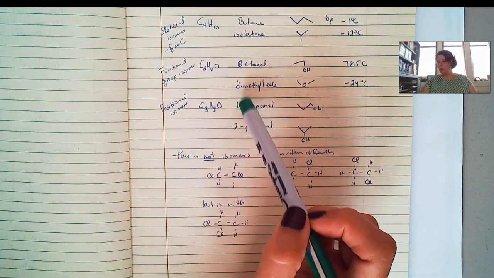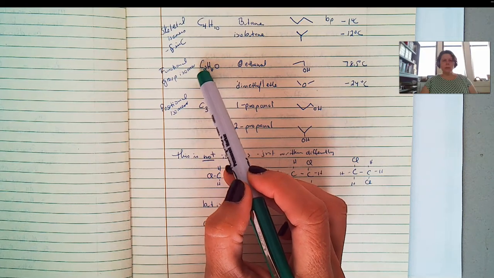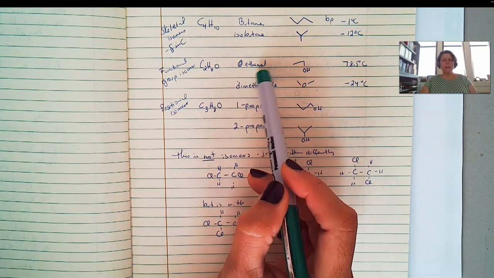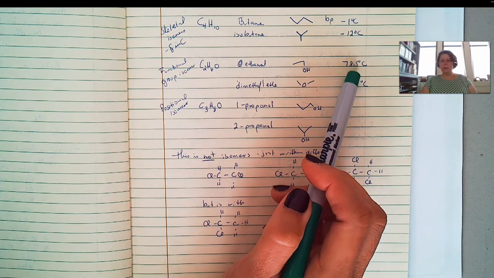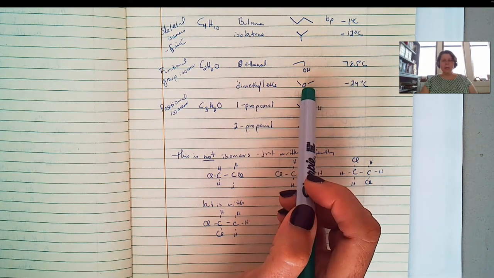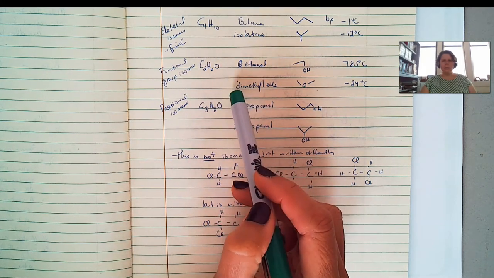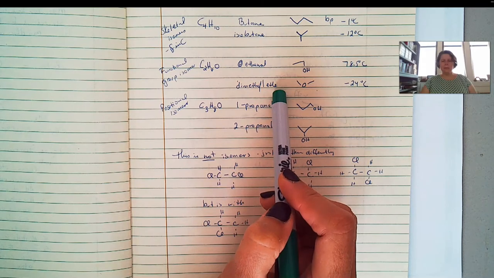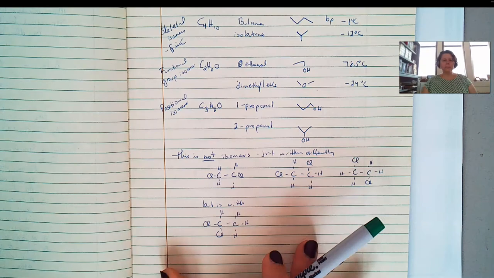Now there are also what are called functional group isomers. So if I put down C2H6O, this is ethanol, and it has a boiling point of 78.5 degrees. But if we put that oxygen in the middle, it's the same formula over here. Now it becomes dimethyl ether, and it has a boiling point of -24.